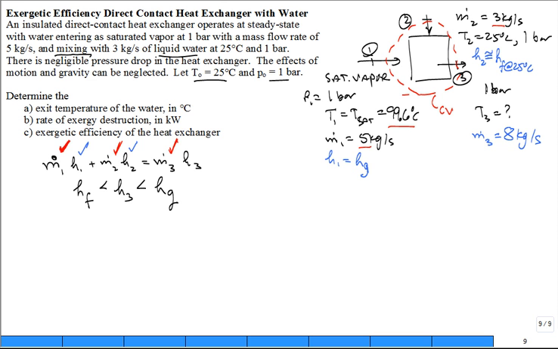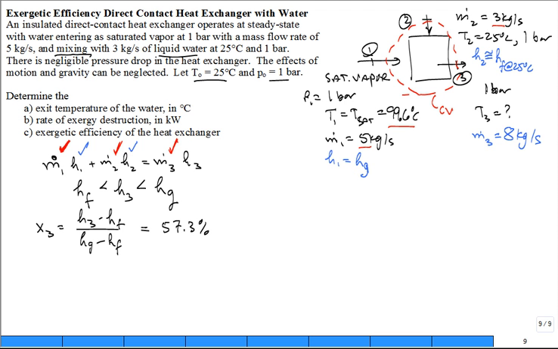What does that mean about the state 3? I have a quality. It's a two-phase mixture. I had saturated vapor. I brought in some cold liquid, and now I have some two-phase mixture at 1 bar going out, right? And when we do that, we find that the quality at 3 is h3 minus hf divided by hg minus hf. And you can calculate it's around 57.3%. So it's a two-phase mixture. Okay? It condensed some of that saturated vapor that cold liquid did.